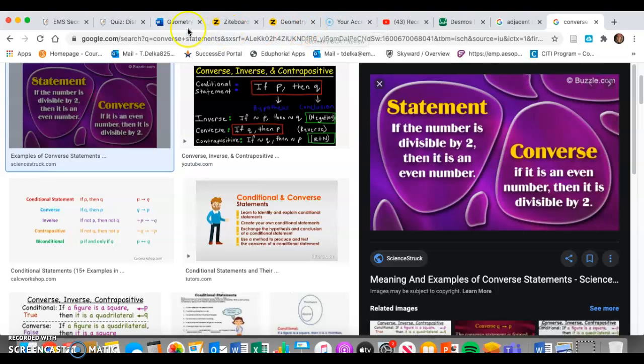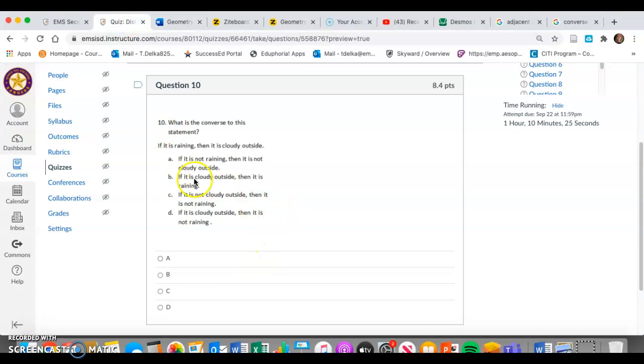So coming over here and it asks which one is the converse. If it is not raining, then it is not cloudy outside. Oh, let's look at our first statement. If it is raining, then it is cloudy outside. Okay, we want it to read, if it's cloudy outside, then it is raining, which we know that's not true, but that's still the converse. So if it's cloudy outside, then it is raining. There we go. And then these others are inverses. So B would be your answer for that one.